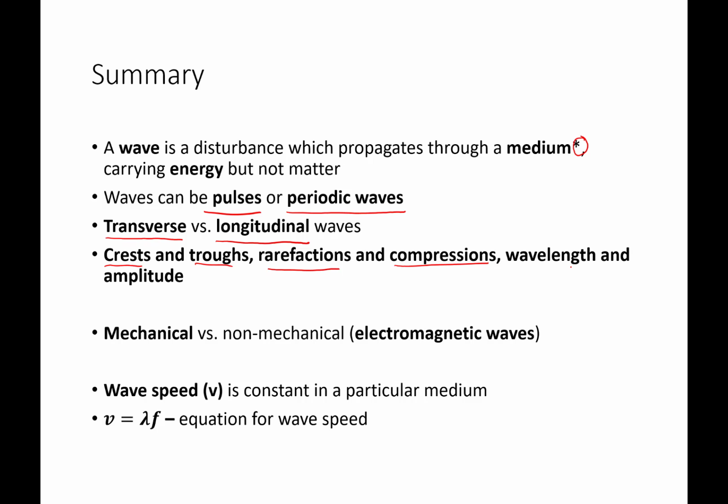And we can also measure the wavelength and amplitude of any type of wave. Mechanical waves travel through a medium, and electromagnetic waves can travel without a medium. And the wave speed v is constant in any particular medium. Our equation for wave speed is equal to wavelength times frequency. Hope that was helpful.